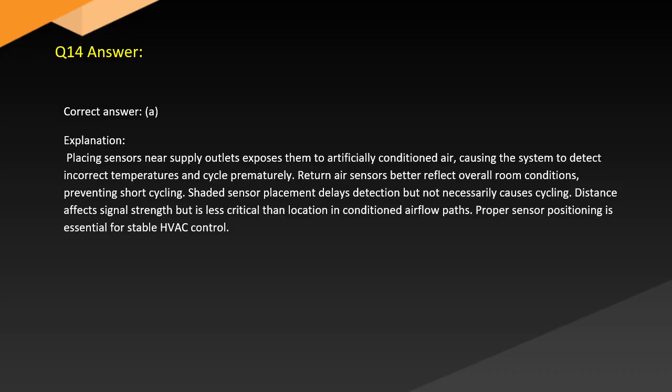Answer. Correct answer. A. Explanation. Placing sensors near supply outlets exposes them to artificially conditioned air, causing the system to detect incorrect temperatures and cycle prematurely. Return air sensors better reflect overall room conditions, preventing short cycling. Shaded sensor placement delays detection but does not necessarily cause cycling. Distance affects signal strength but is less critical than location in conditioned airflow paths. Proper positioning is essential for stable HVAC control.